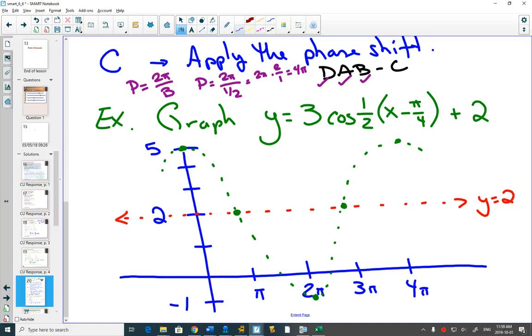All right. And then finally, oh, I should mark it off. We've now done the dash part. We've drawn it with a dotted line. Finally, do your phase shift. We're going pi over 4 to the right. So here's pi over 4 to the right. Take each of these points, shift them over pi over 4 to the right.